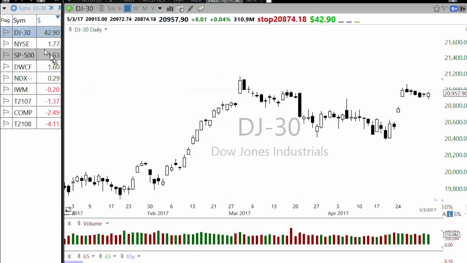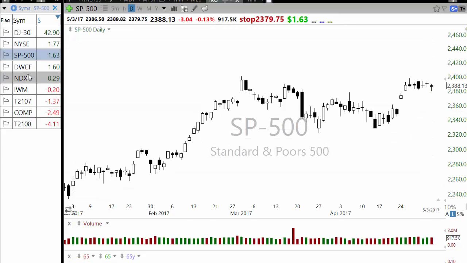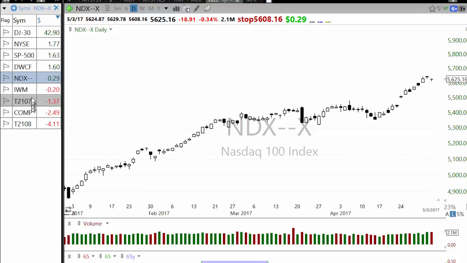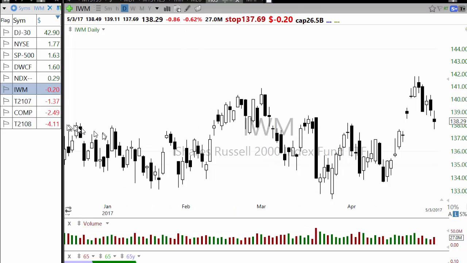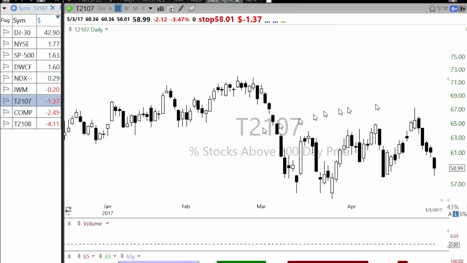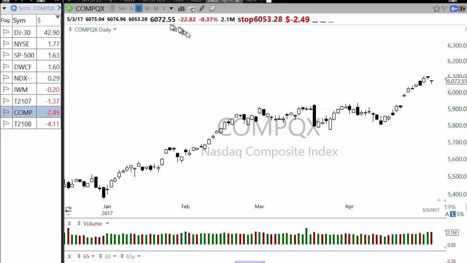You will see the indexes, the Dow Jones and the NYSE and S&P 500 were marginally up, while the other indexes were down. So if you see the Nasdaq 100, which was down 0.34%, the small cap index was down 0.62%. T2107, which is a breadth indicator, as you can see, it has been going down continuously for the last 3, 4, or 5 days, which tells you that the breadth has been deteriorating.